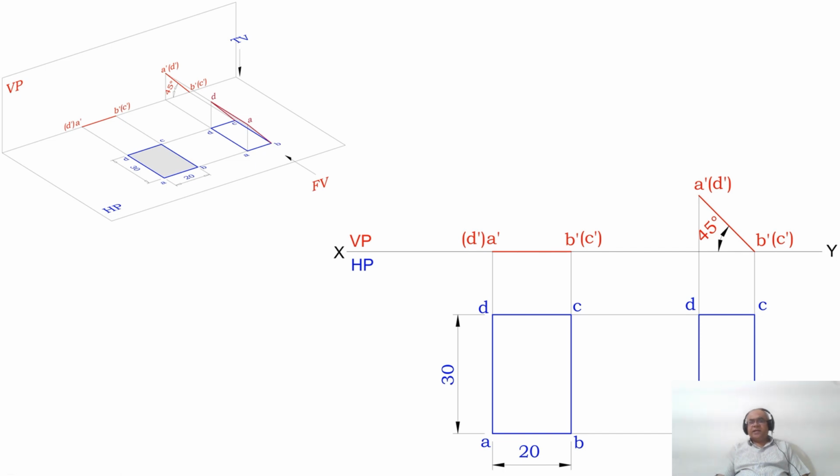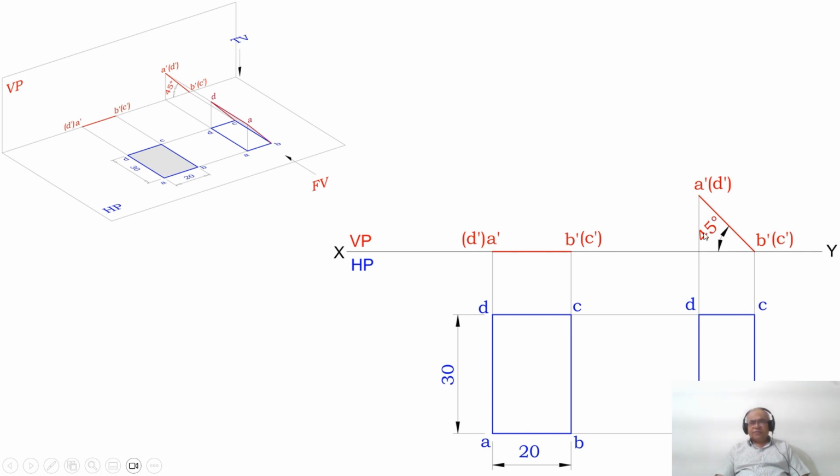Then by using the protractor, you measure an angle of 45 degrees with respect to the XY line and draw an inclined line. Then by using the compass, you measure the distance from B dash to A dash, and with B dash as center, cut on the previously drawn 45 degree line. And you mark that point as A dash. Since we have joined A dash and B dash, you join A dash B dash with a dotted line. Now we need to draw the top view for this.